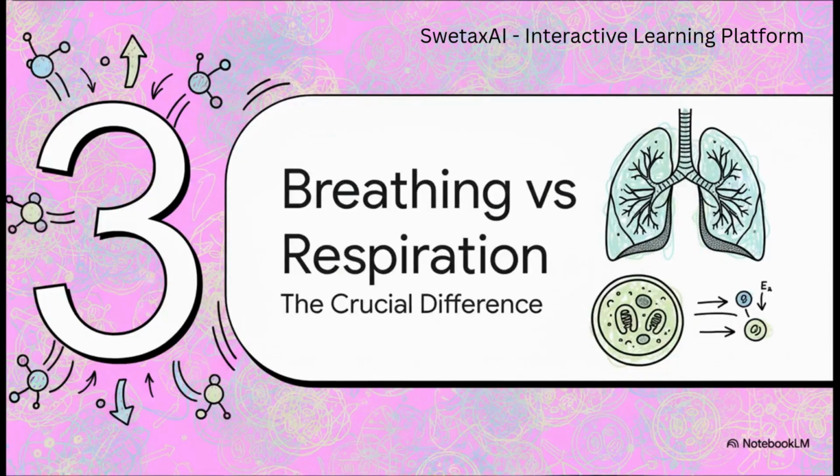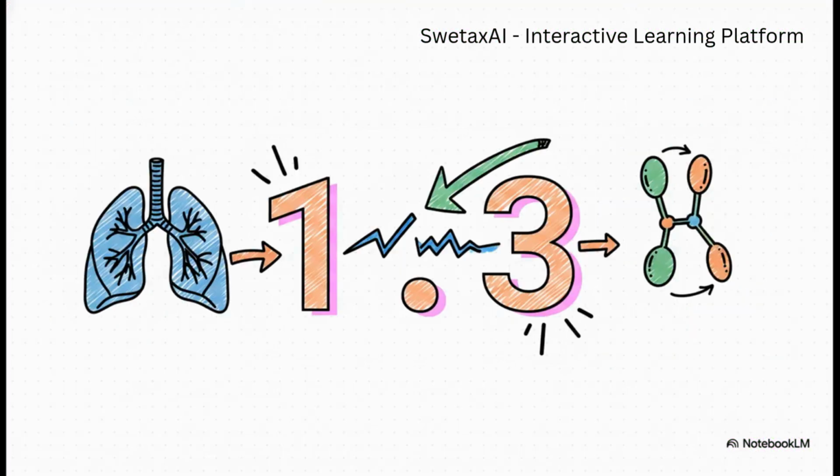All right, Section 3, Breathing versus Respiration. This is it. It is time to tackle the absolute crucial difference between the two. The syllabus marks this specifically as Objective 1.3. That makes it a major milestone that you just have to master. We are literally transitioning from the macro level, like the big organs of the body, all the way down to the micro level of cellular chemistry. You've got to conquer this specific transition if you want to truly understand biology.